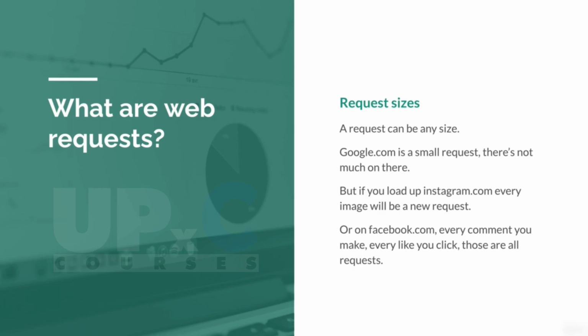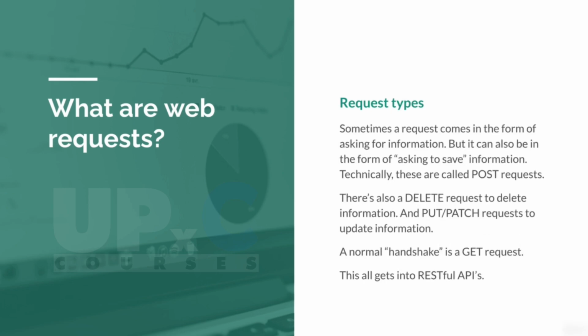Anytime you send a little piece of data to a website to either ask for information or even to ask to delete information or update information or to save information, those are all requests. And these are called request types. So sometimes a request comes in the form of asking for information. And this is called a GET request. But it can also be in the form of asking to save information. Now, technically, those are called POST requests. There's also a DELETE request to delete information and a PUT or PATCH request to update information.